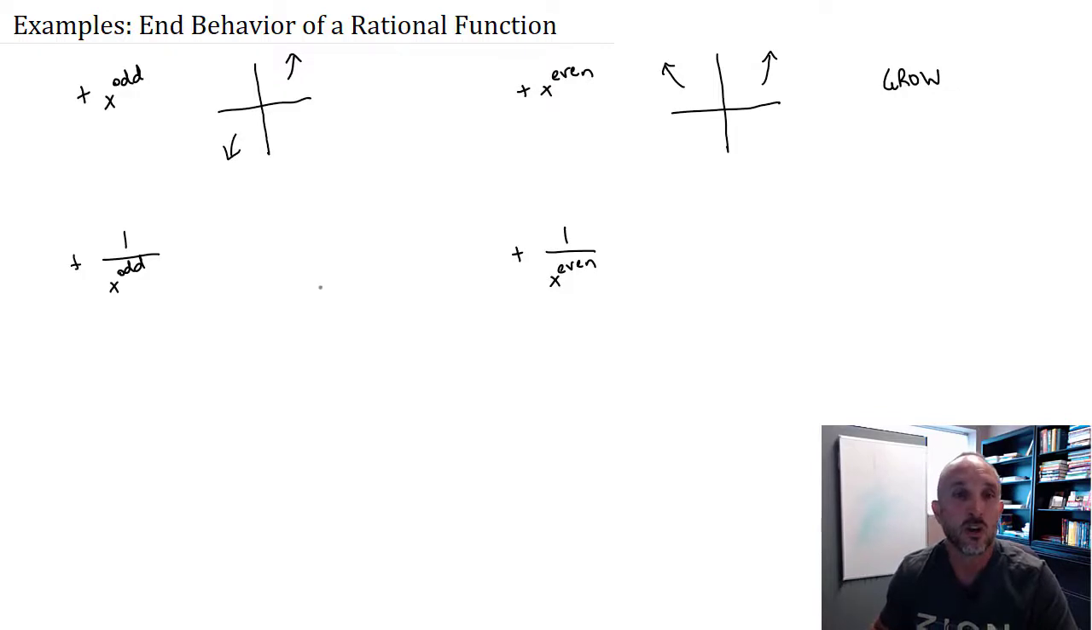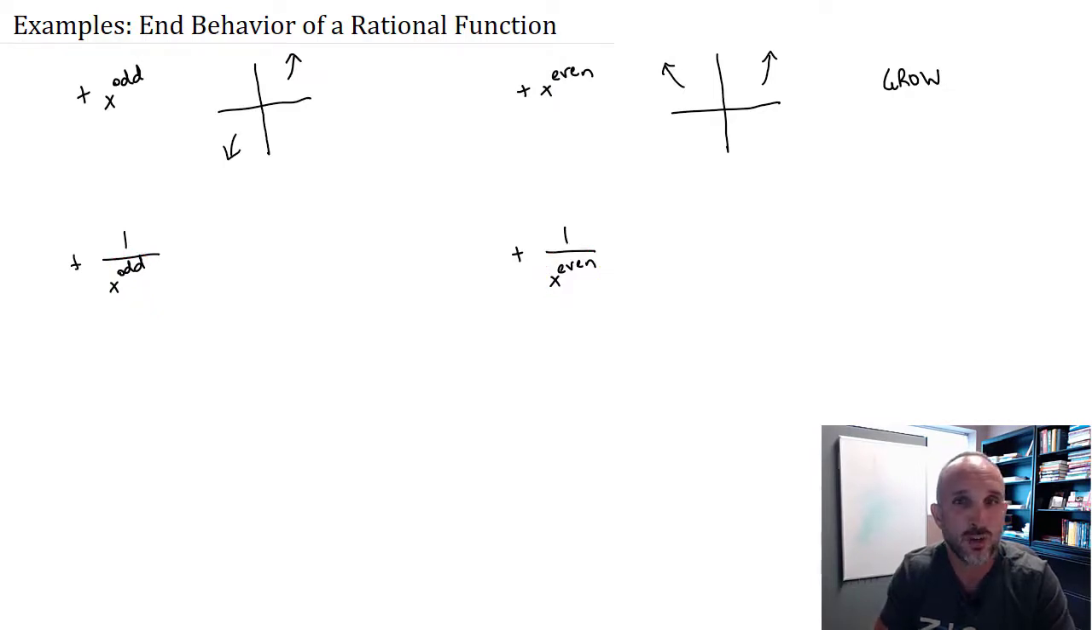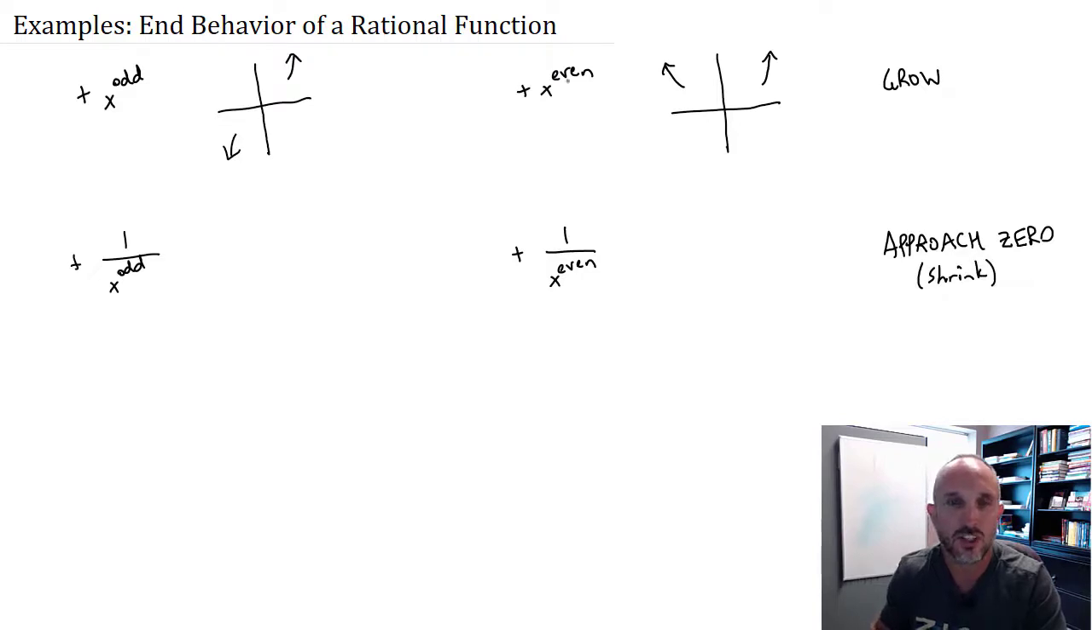Now, when that happens, as x goes to infinity, because x is on the bottom here, you're dividing by a really big number, so you're going to get a really tiny number. So these ends do not grow. These ends shrink or approach 0. So when you divide by x to a power, the ends shrink. If you've just got x to a power, the ends grow. That can help you tremendously.